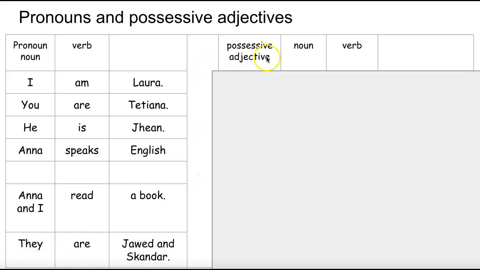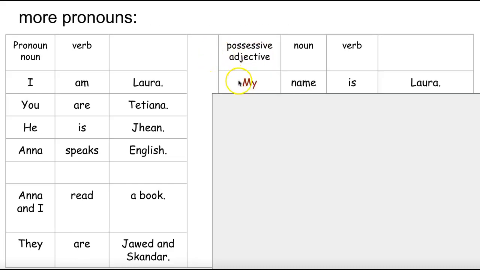So now we're going to talk about possessive adjectives. A possessive adjective is a word that shows that something belongs to someone else. So let's look at the first example. My name is Laura. The noun of this sentence is name. The verb is is. My is the possessive adjective. My name.